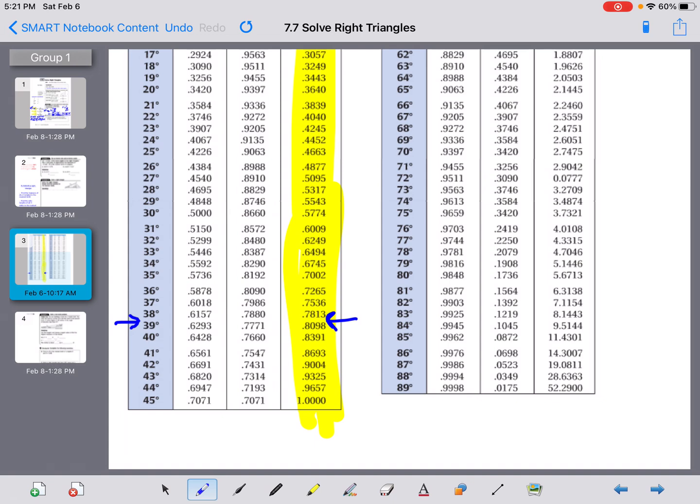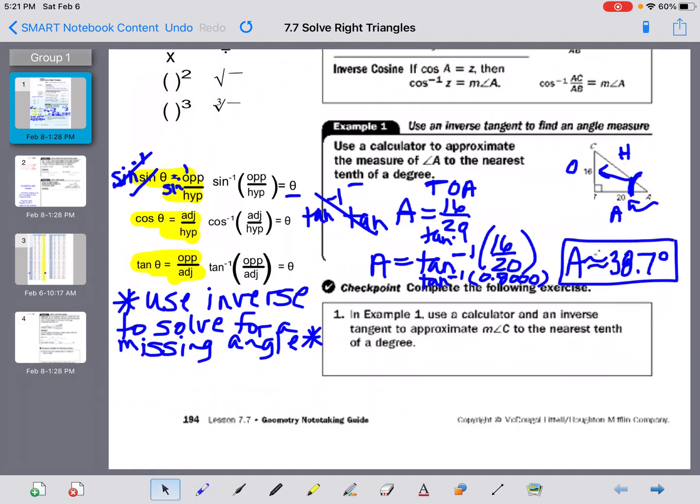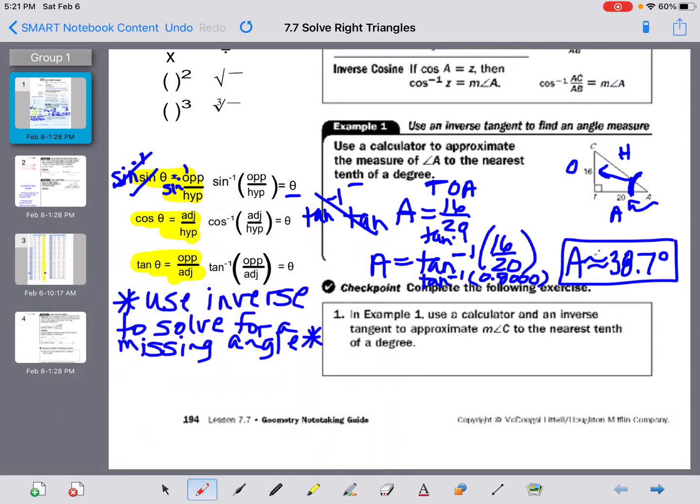Okay, so what we're doing is taking that ratio we know about, and we're asking what kind of angle has that ratio. The nice thing is, though, if you have your calculator, you don't have to worry about the chart. You just plug in the right thing and make sure you use the inverse when you're finding a missing angle.